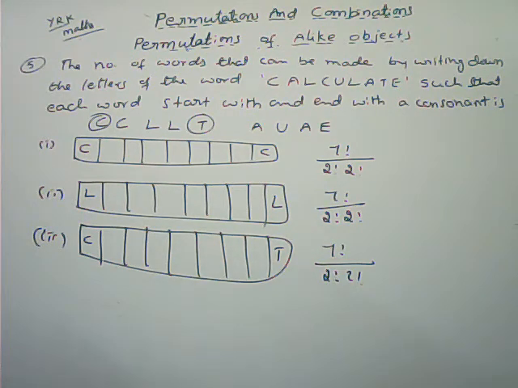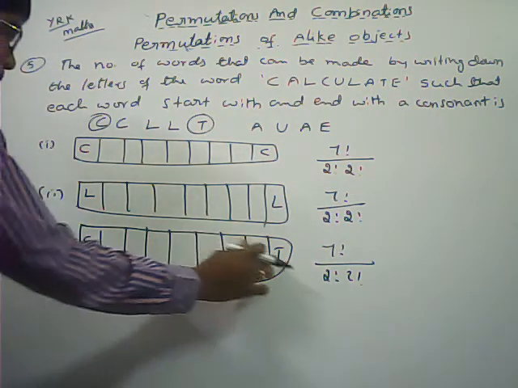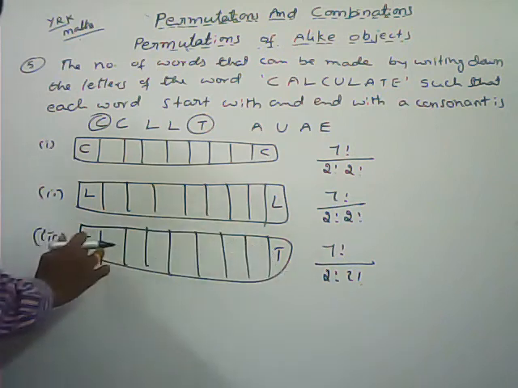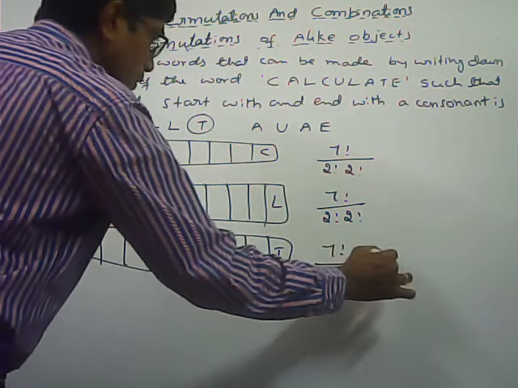If I keep a C and a T. And one more thing, these two can be interchanged. These two can be interchanged among themselves in 2 factorial ways.